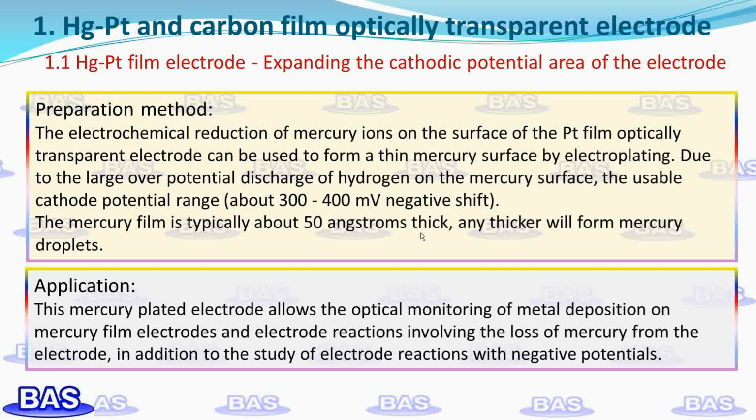The mercury film is generally about 50 angstroms thick, and if even thicker it will form mercury droplets. This mercury-plated electrode allows the optical monitoring of metal deposition on the mercury film electrode and electrode reactions involving the loss of mercury from the electrode, in addition to the study of electrode reactions with negative potentials.